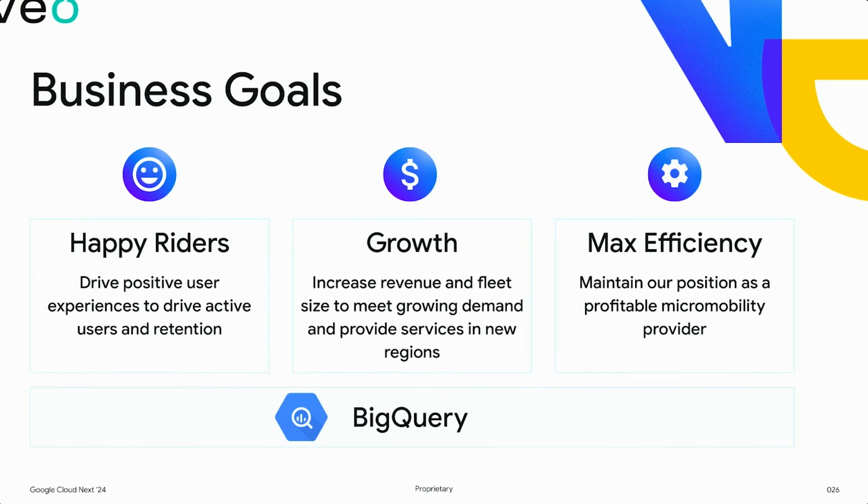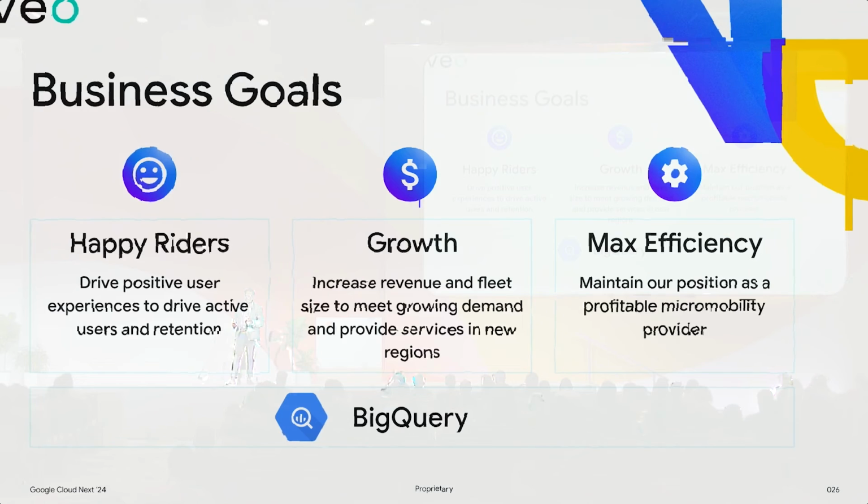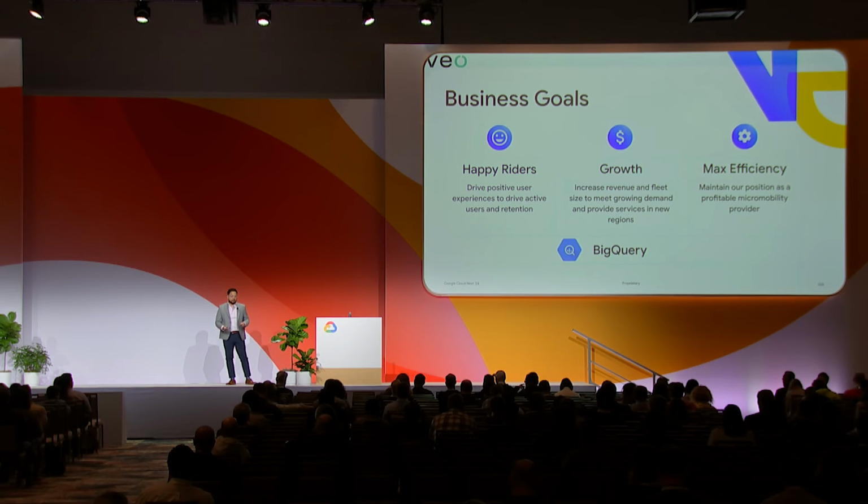Our general goals, the exact details of them change quarter to quarter, but they fall into three buckets that are seen here. We want to keep our riders happy, keep them coming back, meet their needs. We want to grow. As I said before, we want to get into more cities, get into more countries even, have a global presence, and that really means growing our fleet and growing a bigger user base. And we always want to do this as efficiently as possible and maintain our position as a profitable micromobility provider. And we can't do any of this without data. This is where a lot of this rests on BigQuery to really extract those insights and leverage them to really meet these goals.